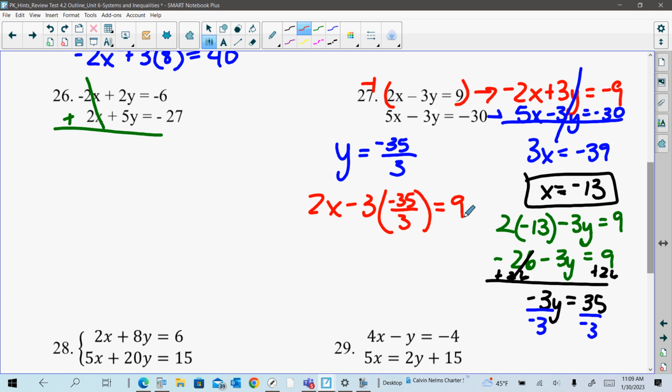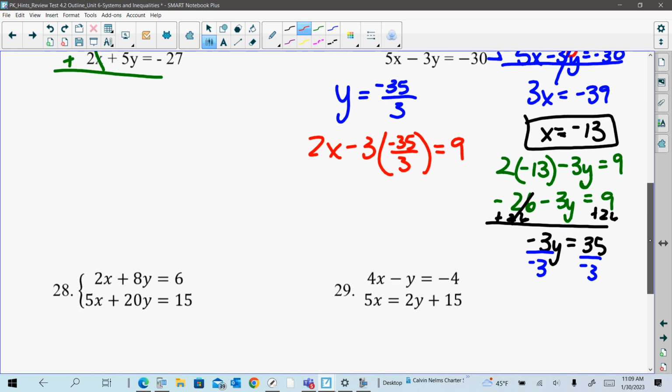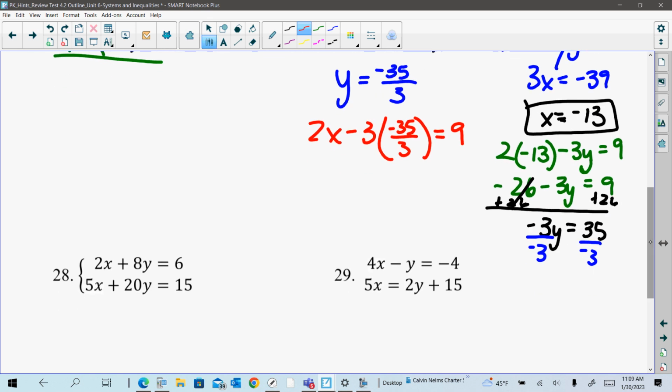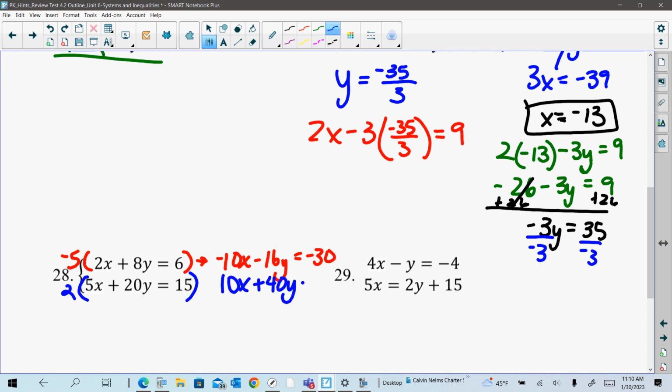Okay, 28. Can we eliminate? No, you're going to have to multiply. You have to create opposites. Which terms could we create opposites for? The x. The top one, you should multiply by negative 5. Bottom one, by positive 2. When you do that, now you have your opposites, because this becomes negative 10x minus 16y equals negative 30. And this one becomes positive 10x plus 40y equals 30.